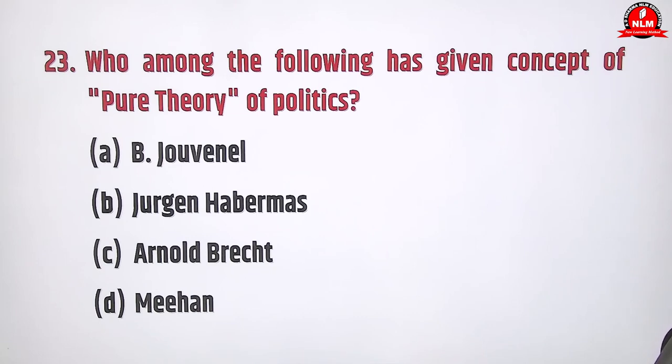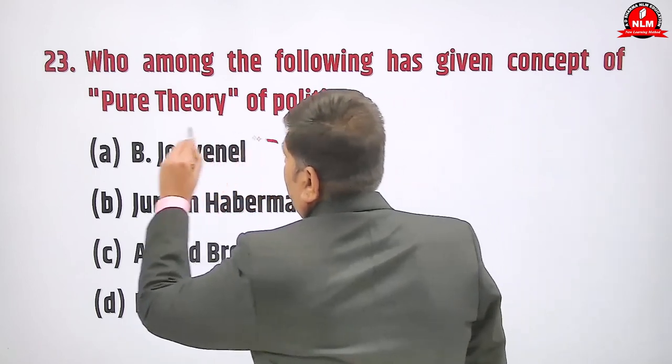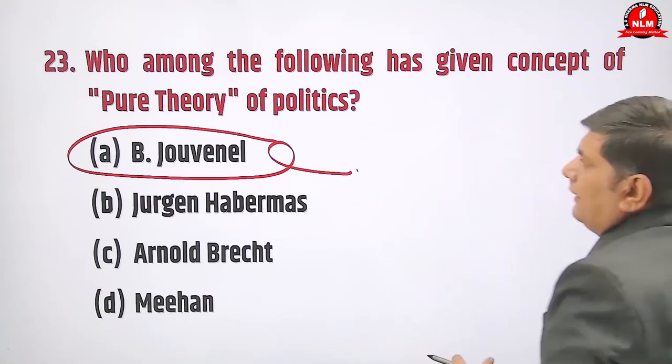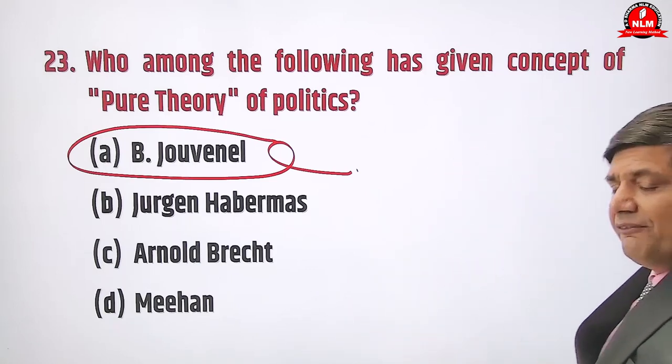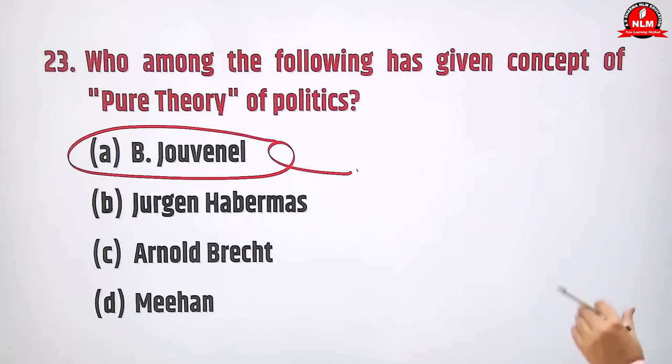Now we discuss question number 23. Who among the following has given the concept of the pure theory of politics? B, Jouvenel; Jürgen Habermas; Arnold Brecht; Mahan. Choose the right answer, dear friend. The right answer is Bertrand de Jouvenel. He wrote his famous book, The Pure Theory of Politics. He believed in ethics and value, and he criticized positivism and behavioralism.